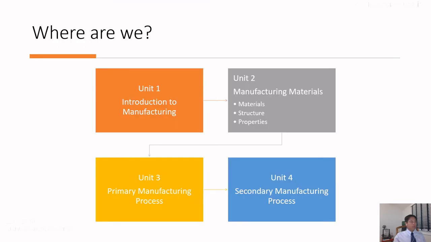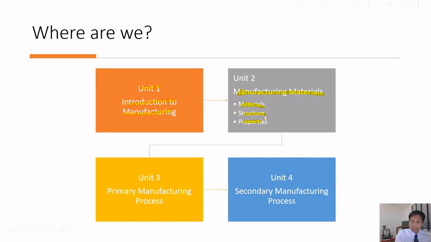Before I start, I want to do a quick review of where we are. This is Unit 4. So far we have learned a lot of concepts. In weeks 1 and 2, we learned about the introduction to manufacturing processes, including manufacturing systems: input, process, output. The second unit was manufacturing materials. All materials consist of atom and molecule structures, so we learned about the material itself, its structure, and its properties.